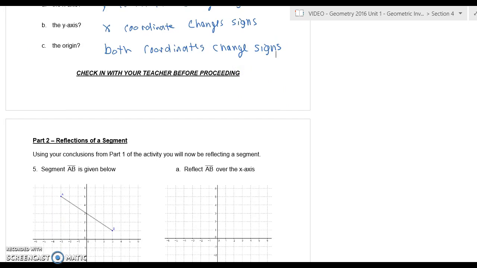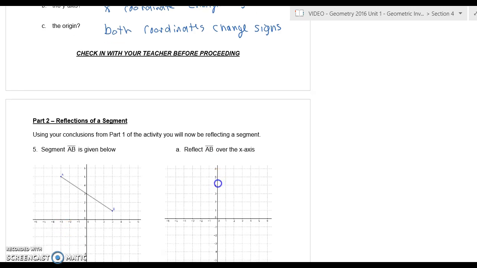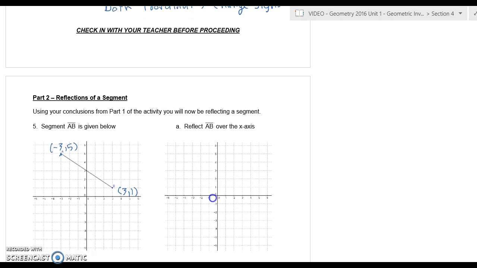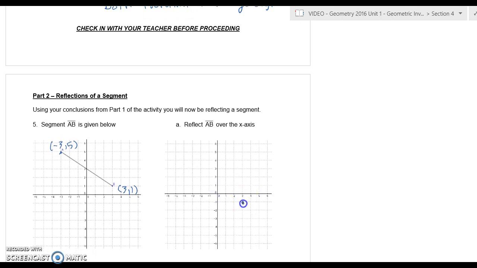Segments are basically the same thing. We're going to treat segments as 2 points. So here in segment AB, we have 2 points: A at negative 3, 5, and B at 3, 1. When we reflect over the x-axis, again, our conclusion was that the y-coordinate will change, so that would take us to 3, negative 1, so that would be B prime. And if I reflect A over the x-axis, I'm going to get negative 3, negative 5.